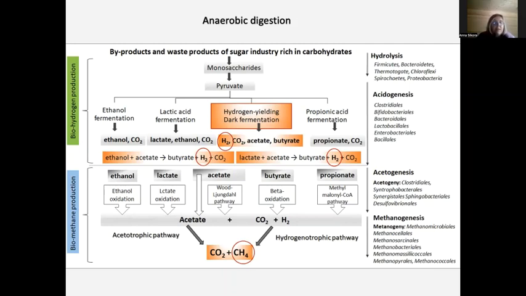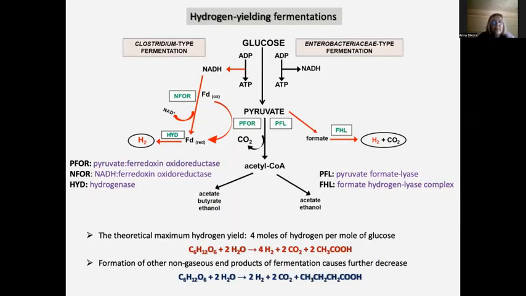Why the selection is required? Because during acidogenesis, many other competitive types of fermentations can occur. Next slide, please. What we select? Here you can see 2 main types of hydrogen-yielding fermentations under mesophilic conditions.